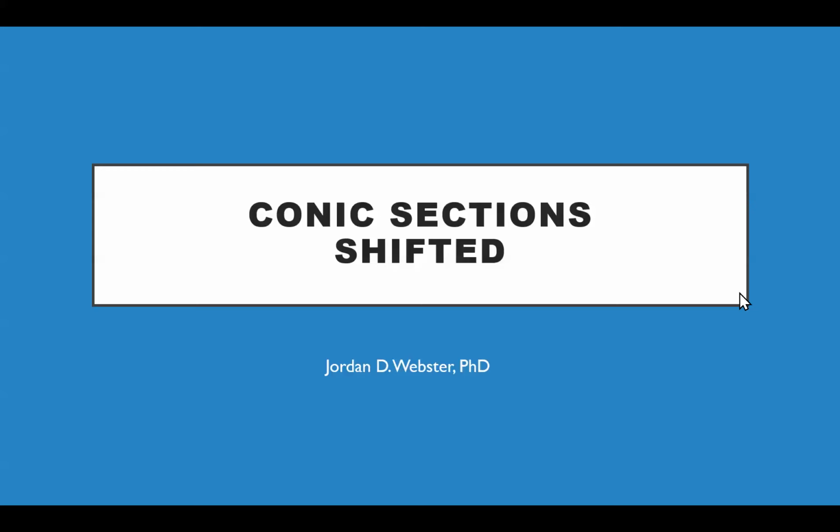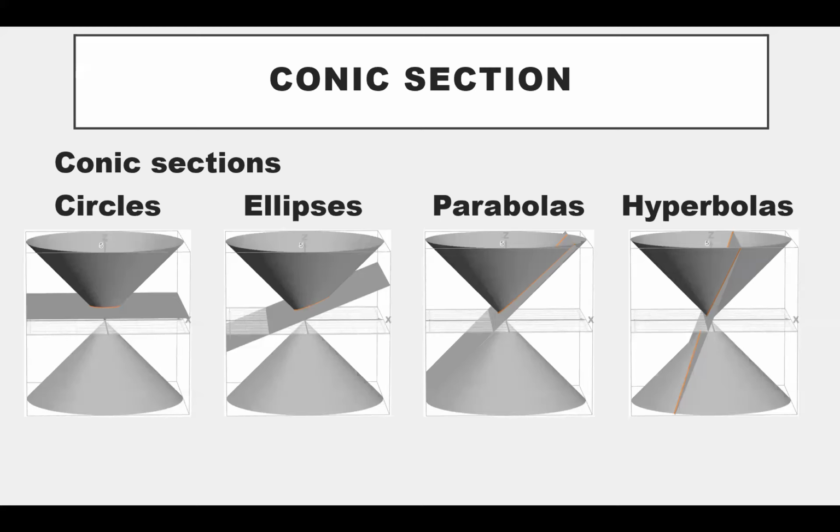In this section, we're going to look at conic sections, and specifically, we'll deal with conic sections that have been shifted. Either the center has been shifted from the origin or the vertex has been shifted from the origin. So we've been looking at conic sections. We have circles, ellipses, parabolas, and hyperbolas. We saw how each of those came from the intersection of a three-dimensional cone with a plane.